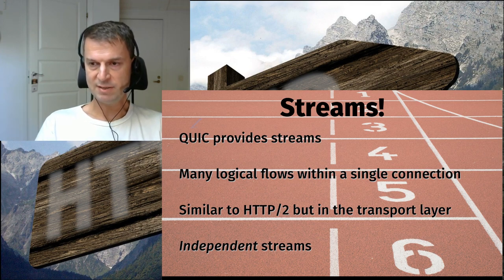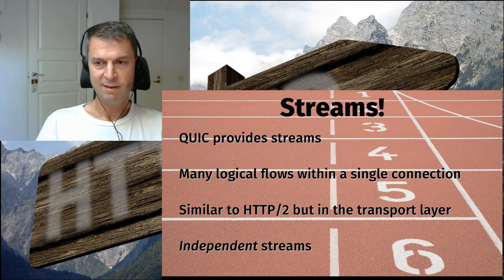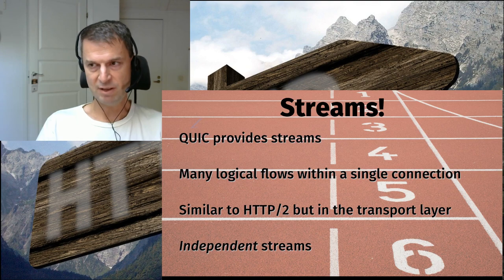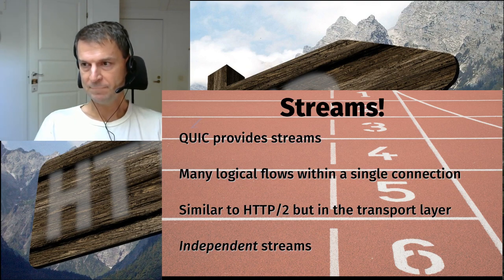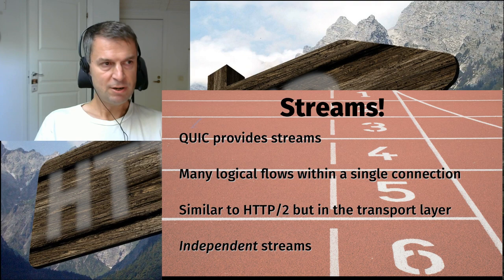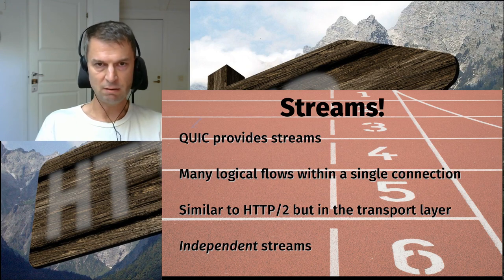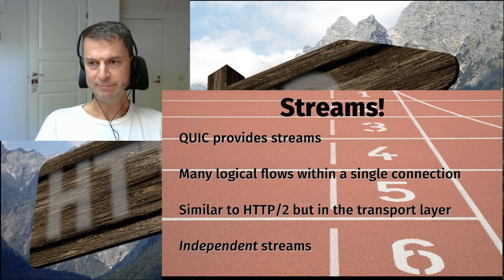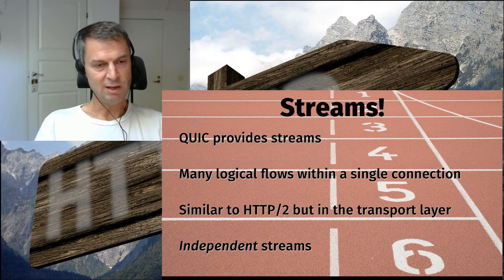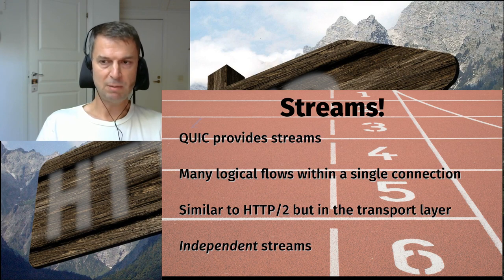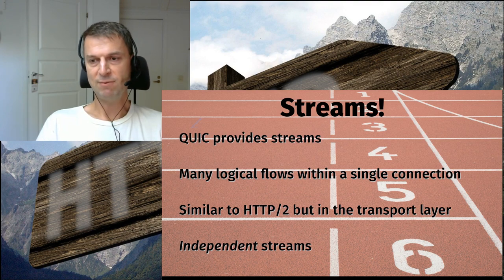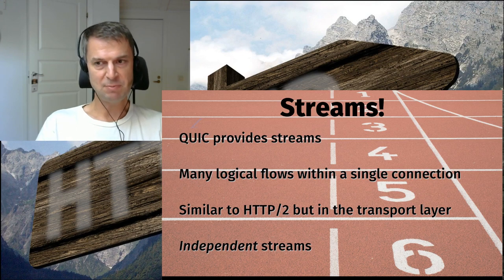Priority of streams is an interesting little tidbit that I didn't even mention here, because priorities of streams don't exist in QUIC, actually. They pretty much said that you handle priorities in your application layer, and recently there's been a big debate on how to do it for HTTP3, because HTTP3 is the application layer on top of QUIC.